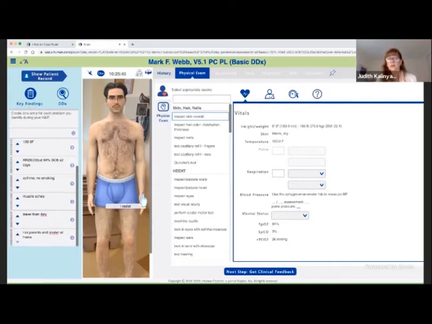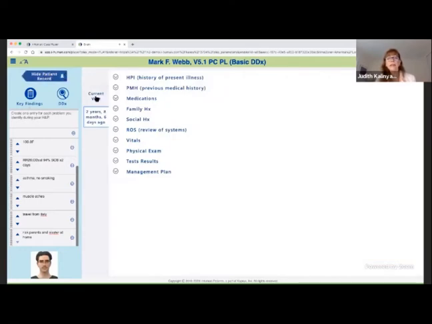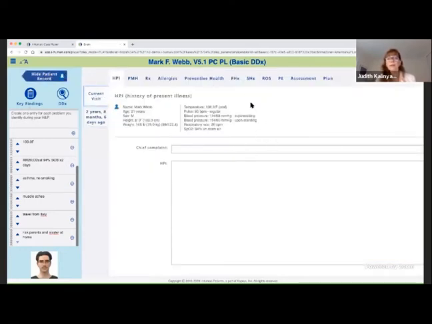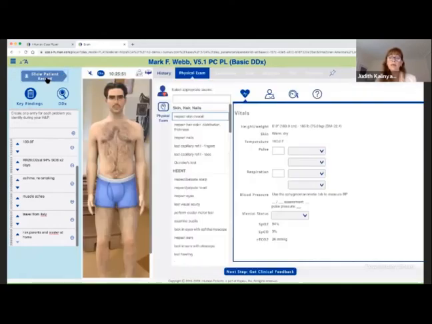And notice there's a clock above his head. But if I look in his chart, and again, look at the current visit, we have the vitals. So I probably am not going to repeat them. I'm going to assume the clinic was stellar in their ability to get them for me. So at this point, what do I want to do? Heart and lungs.